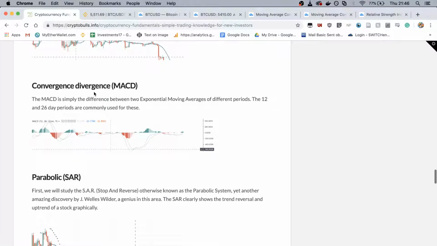Let's continue. Convergence, divergence, MACD, and this is actually simply the difference between two exponential moving averages of different periods, and this is a 12 and 26 day period, commonly used for this. So you will see them crossing over. The bars here represent the difference to the average, and it will help you see where there might be a reversal, either a bull market becoming a bear market or the other way around.